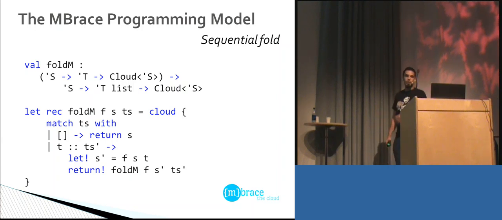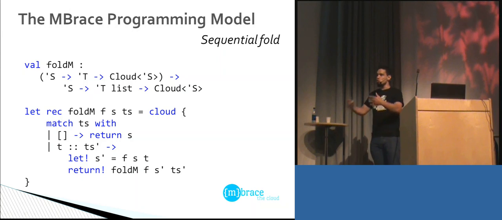To give a more involved example, I give a definition of foldM, which is your standard foldM definition that is defined for the context of cloud workflows. The implementation is pretty standard. Perhaps some of you are not familiar with this return bang keyword. It's essentially F-sharp's way of composing tail calls within the monadic context.